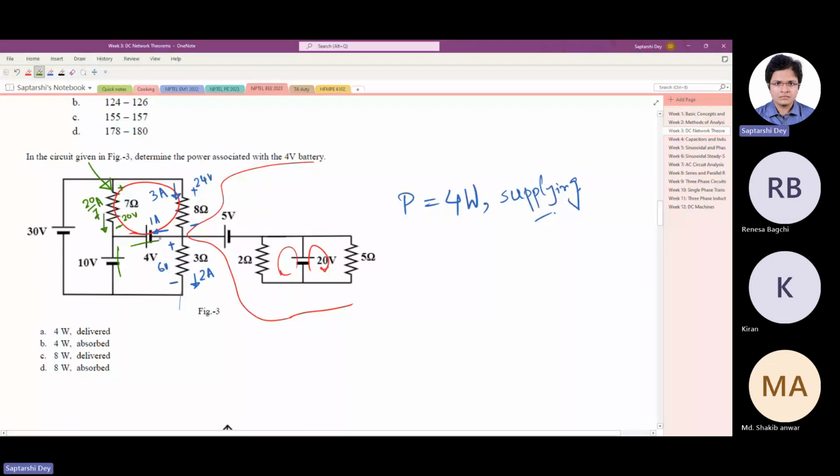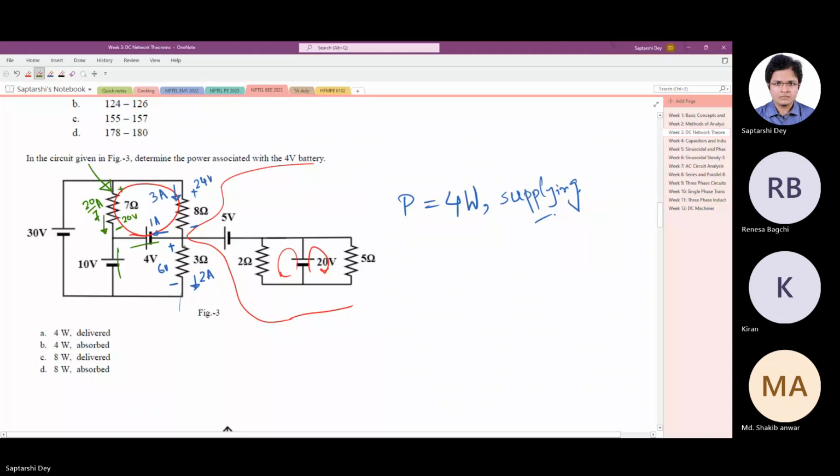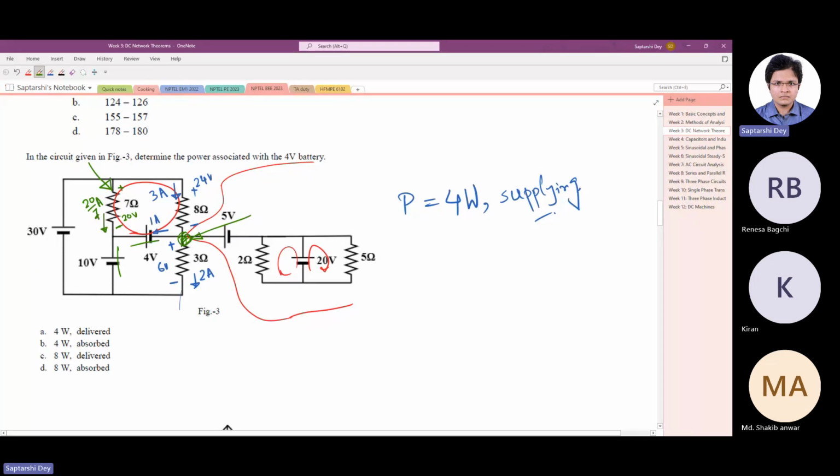Now when we apply KCL at this node, we can find out that 1 ampere current is flowing through the 4 volt source, and since the current is leaving the positive terminal, it is delivering power, 4 watt of power. Okay.